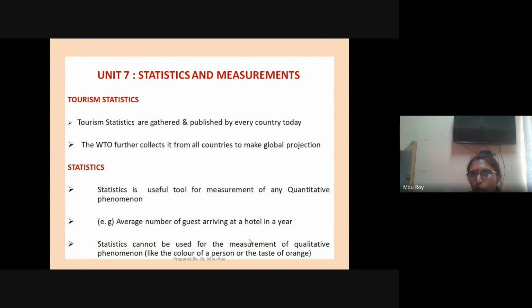Whatever you are studying in tourism, it's my request to all of you, since you all are learners of tourism, students of IGNOU tourism and hospitality services management, that you should be aware of India's tourism laws and everything about tourism. India Tourism has its own website.